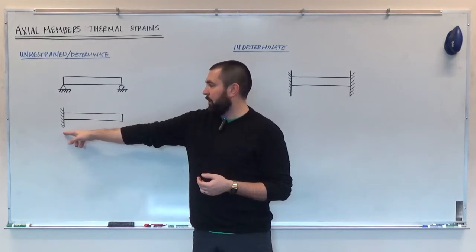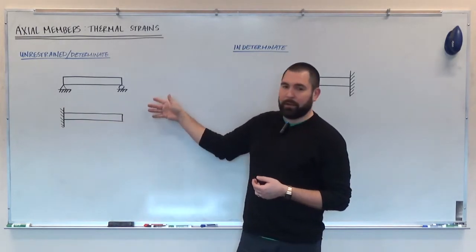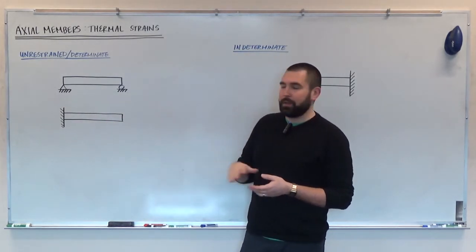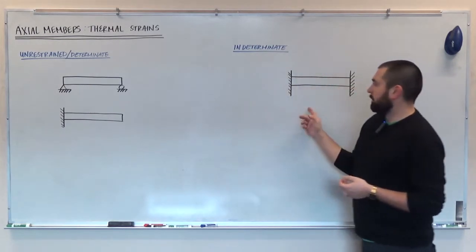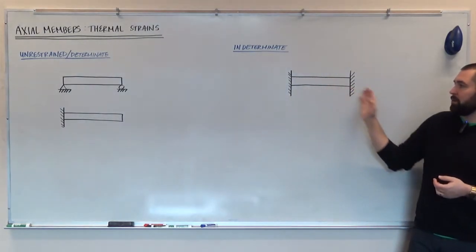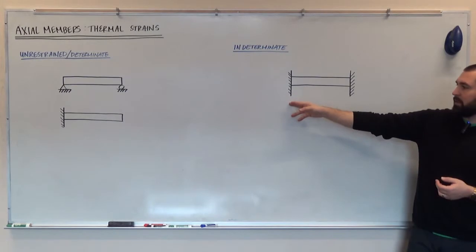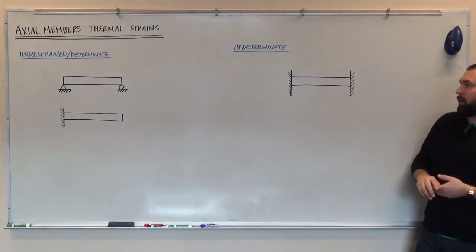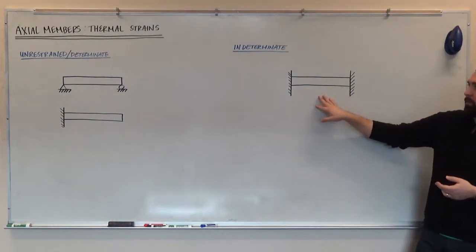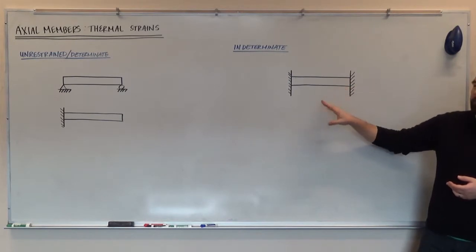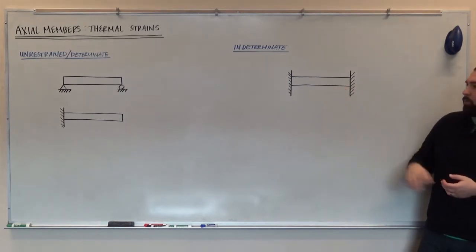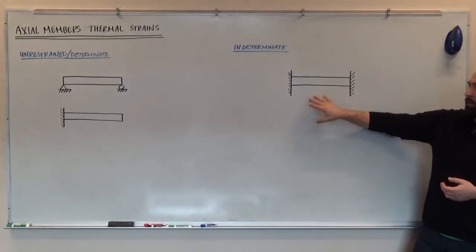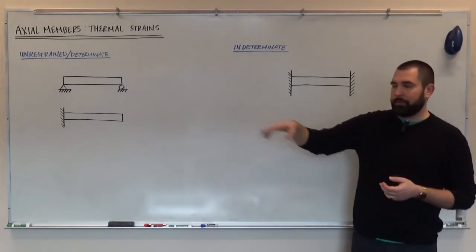Here we have a pin, here we have a fixed support. At the other end, they're free to displace longitudinally. On this side, we have a doubly restrained column where it's fixed at the left end, it's fixed at the right end. And this is an indeterminate system, and we'll see that thermal effects have a much more profound effect on stresses here than they do for the unrestrained condition.